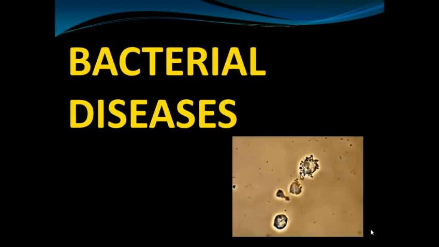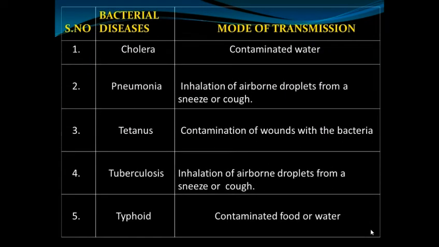Now we'll move on to bacterial diseases. This is the tabulation of bacterial diseases. The first one is cholera, and the mode of transmission for this bacterial disease is through contaminated water. The second one is pneumonia, and the mode of transmission for pneumonia is through inhalation of airborne droplets from a sneeze or cough.